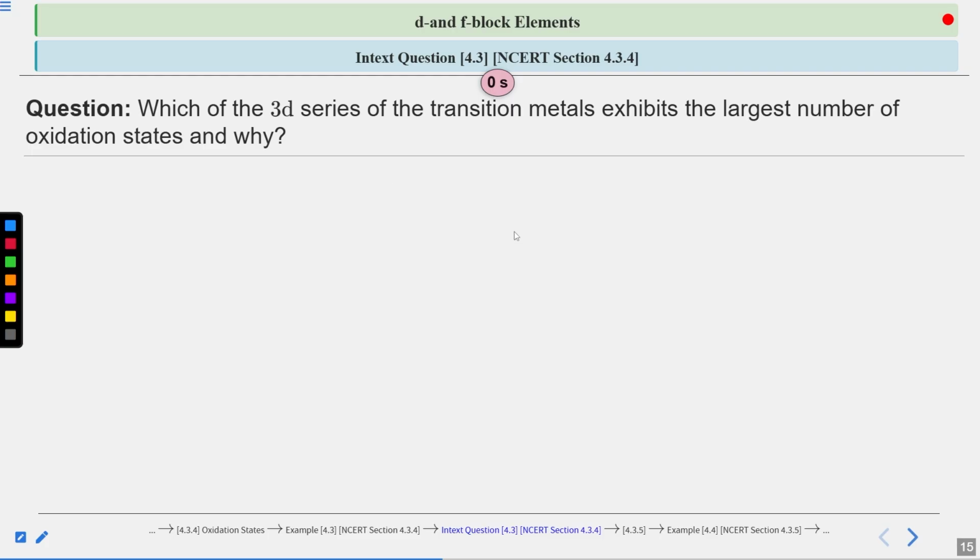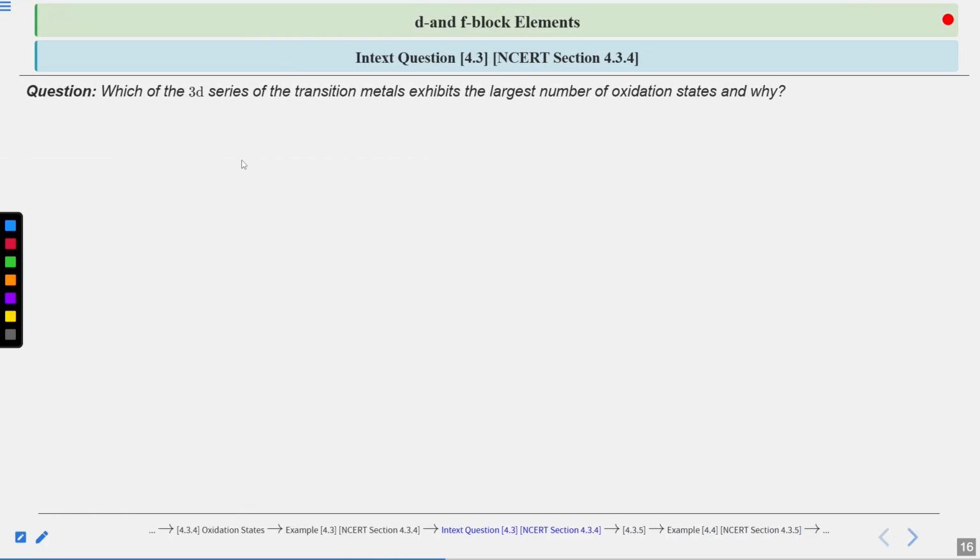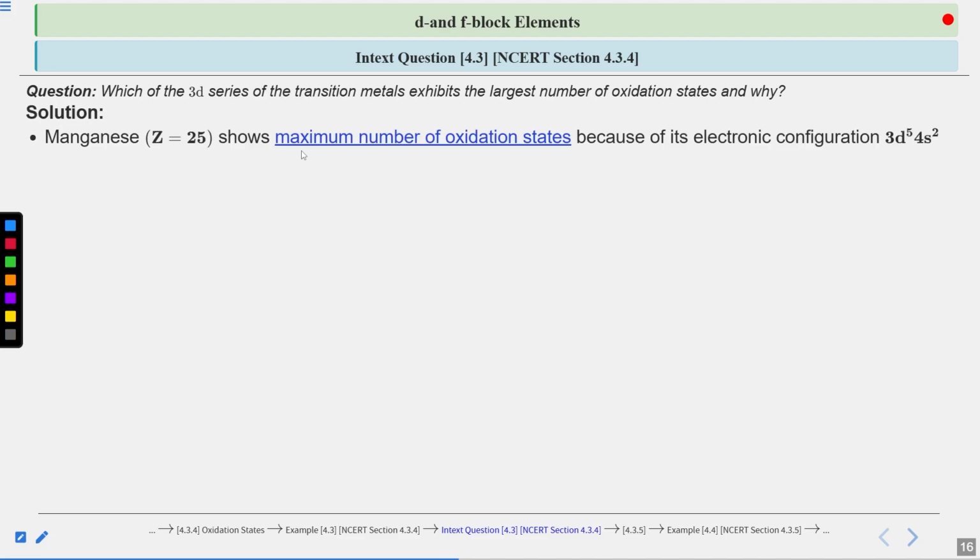Okay, let's see. For this question, manganese, whose atomic number is 25, shows the maximum number of oxidation states. Why? Because of its outermost electronic configuration, which is 3d5 4s2. Manganese in the 3d series, having atomic number 25, shows the maximum number of oxidation states because 5 unpaired electrons are present in the d orbital, and also 2 from the s orbital.